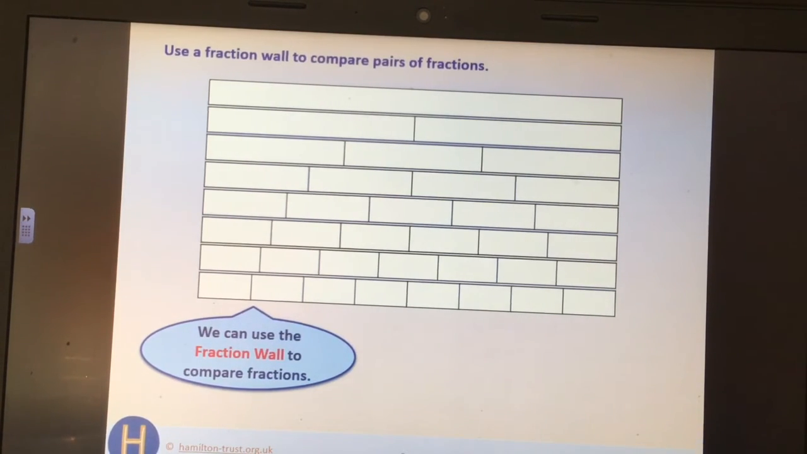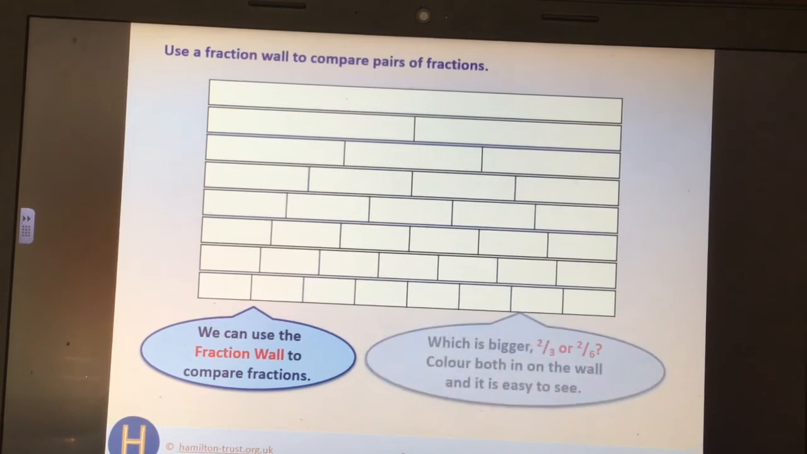Now, what's good about a fraction wall? Don't forget that a fraction wall can be smaller than this. It could just show a whole and halves and thirds and quarters, or it might show more than this. It might go up to hundredths. This fraction wall is going up to eighths because there are 8 equal pieces at the bottom, and we can use a fraction wall to compare fractions.